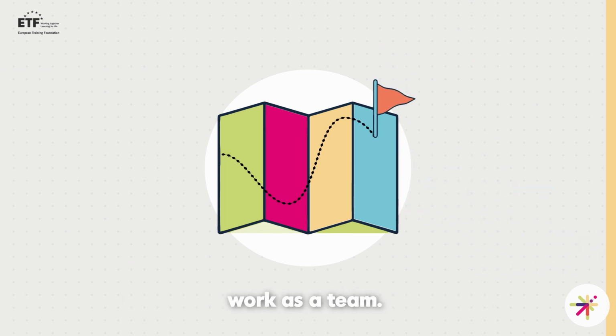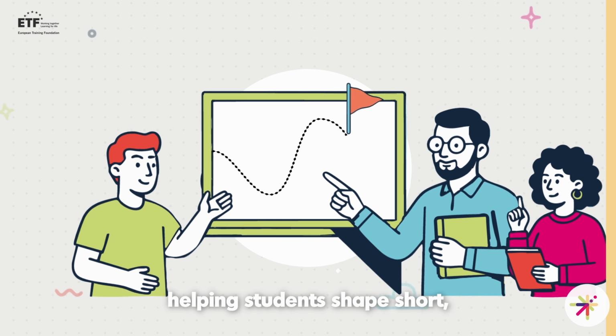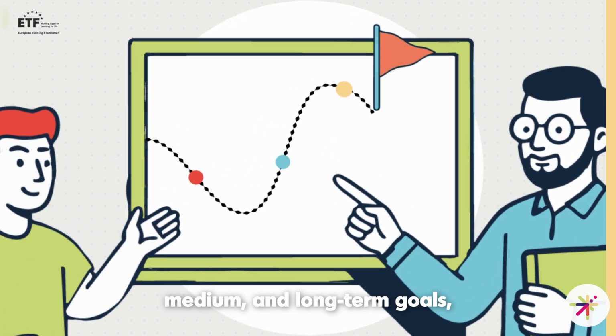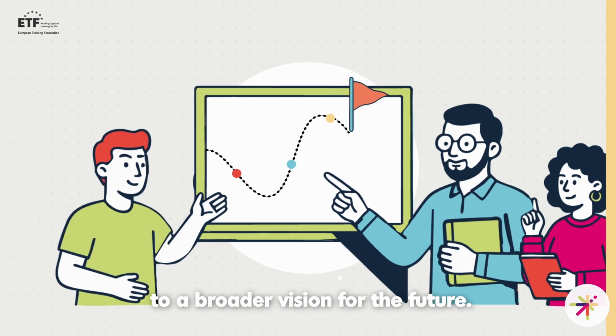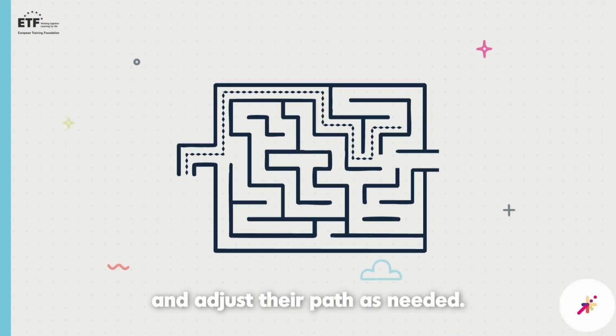When students identify what matters to them, they take ownership of that direction. Teachers and students work as a team. The teacher acts as a mentor or coach, helping students shape short, medium, and long-term goals, all connected to a broader vision for the future. Along the way, students reflect on their learning and adjust their path as needed.